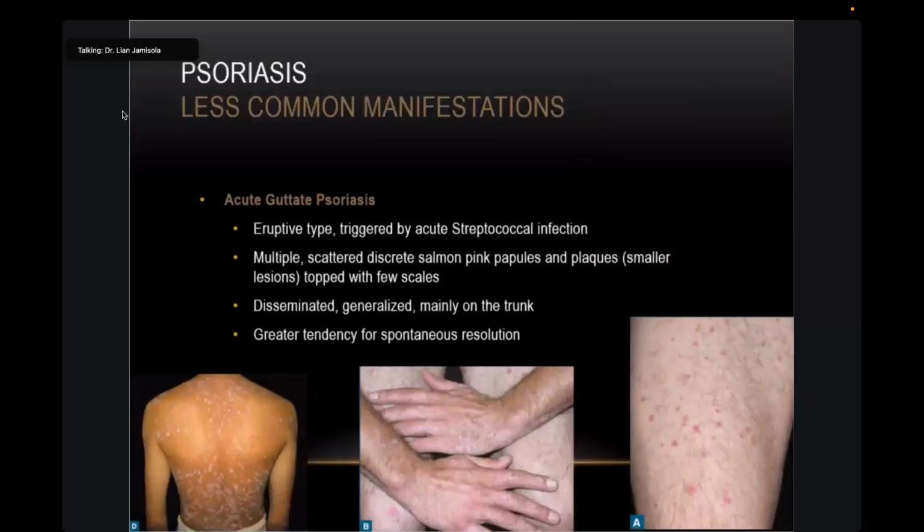Okay. You can also have another form, your guttate psoriasis. This is the eruptive type triggered by acute streptococcal infection. So what happens? Patients would have multiple scattered discrete salmon pink papules and plaques. Smaller siya than the usual plaque-type psoriasis and topped with few scales. This time, it's disseminated and generalized, mainly on the trunk. And it can resolve spontaneously because it's an eruptive type due to your infection of Streptococcus.